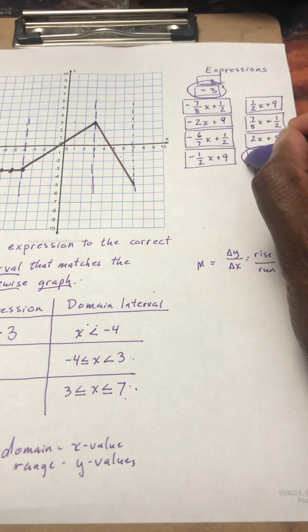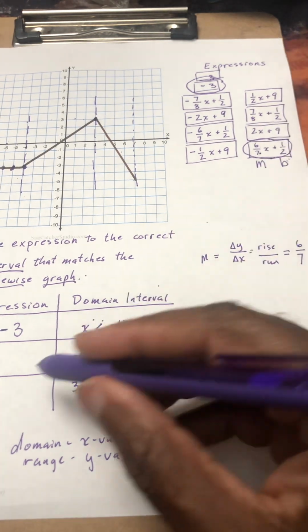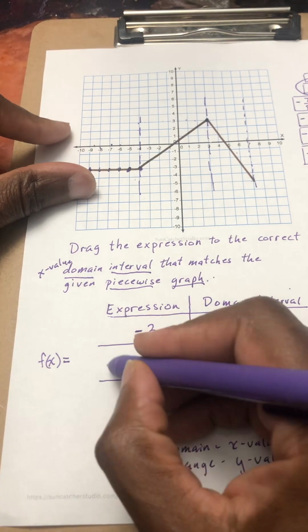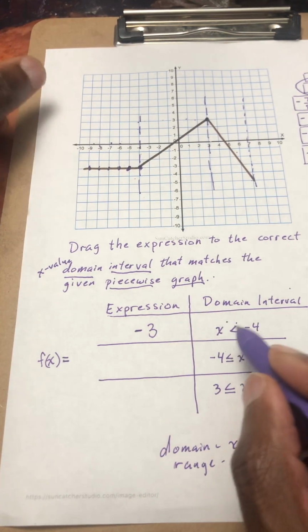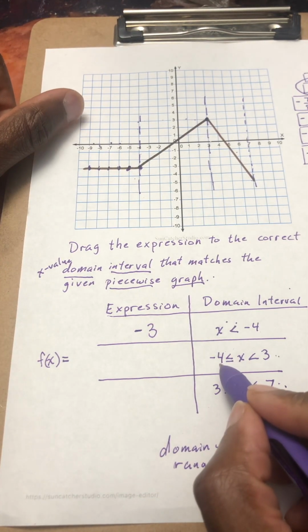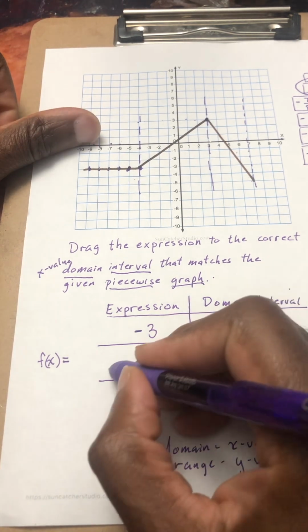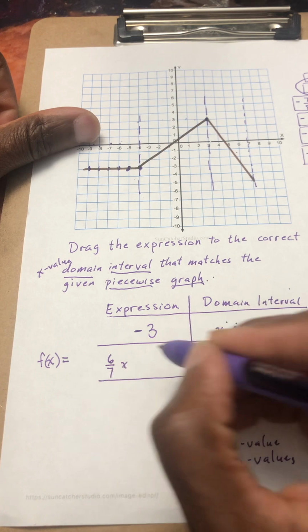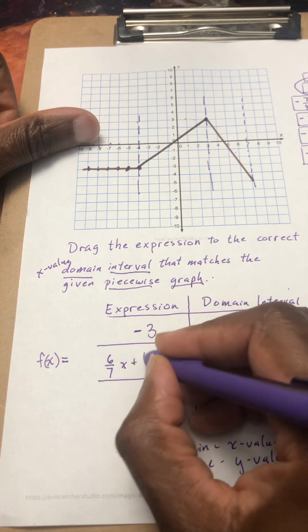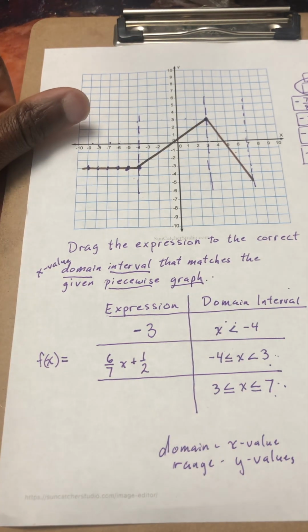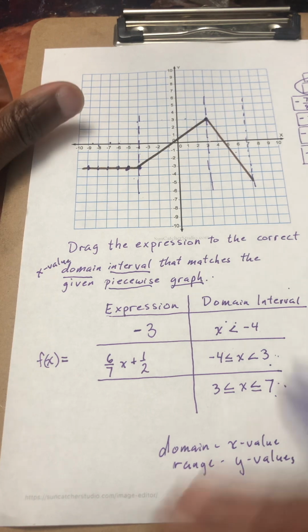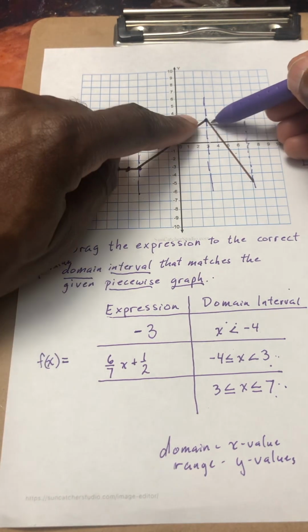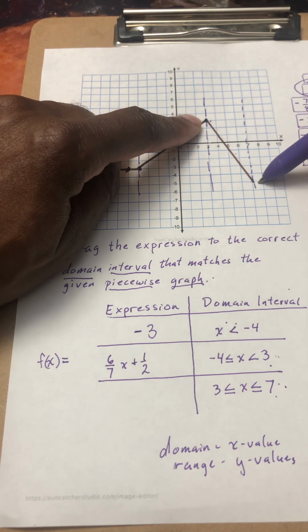This is the one that you drag into this space over here. So it's going to be f of x. When we're looking at the domain values from -4 to 3, it's going to be 6 over 7x plus 1/2. Okay? And finally, for the last one, now we're looking at the domain interval from 3 to 7.